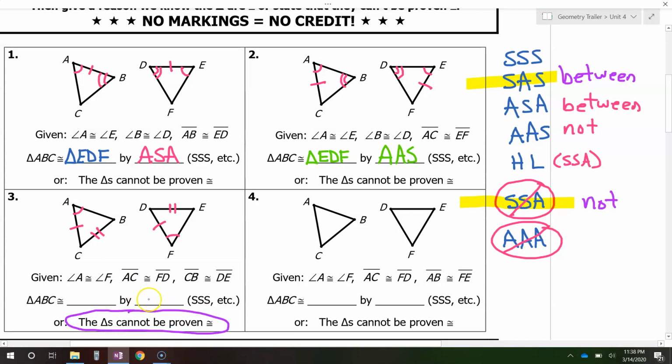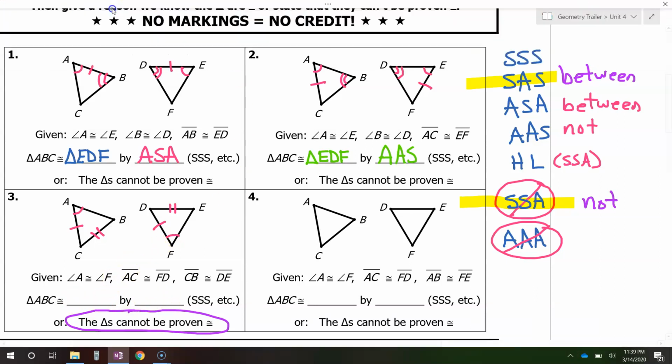So be careful. Do not put side-side-angle right here. Never ever do that. Side-side-angle is not one of the postulates or theorems that exists. So you should never write it down. Just leave it blank. Also, if you circle triangles cannot be proven congruent, do not make a congruence statement. Don't say triangle ABC is congruent to triangle EDF or whatever. If they can't be proven congruent, then there can be no congruence statement. So both of these lines should be blank.